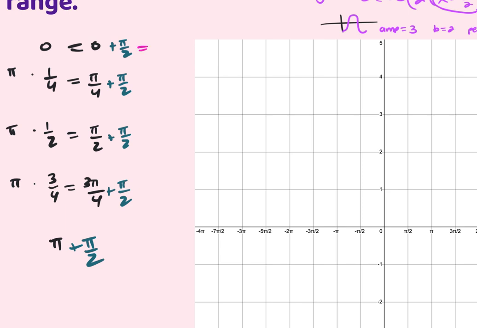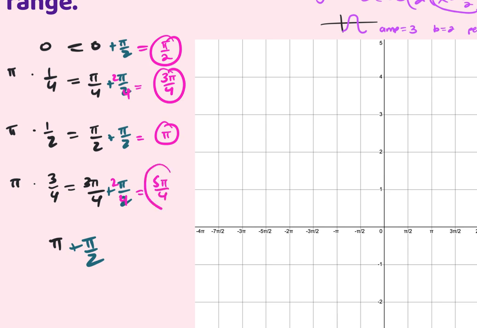Because the phase shift is to the right, pi over 2. So pi over 2. Right, 2 pi over 4, so 3 pi over 4. Pi over 2 plus pi over 2 is pi. This becomes 2 pi over 4, so 5 pi over 4. 2 pi over 2 plus pi over 2, 3 pi over 2.